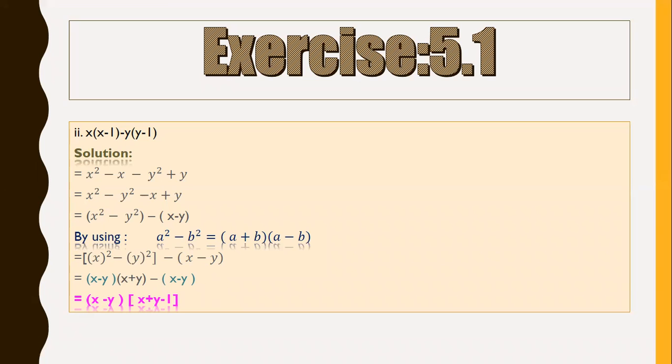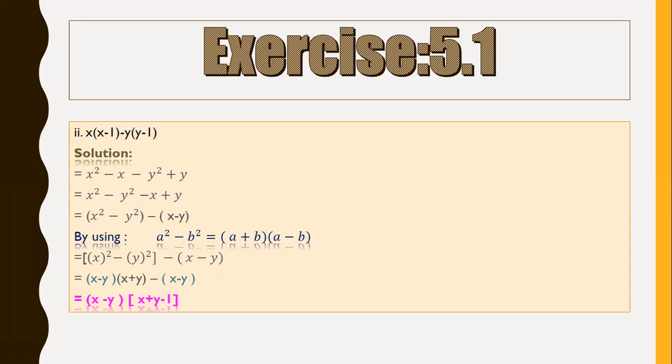X square minus y square, and when we take the negative sign common, x minus y will be left within the bracket. Now we can only apply the formula on the first bracket, because in the second bracket the power of the variable is 1, so there is no need to apply the formula there. X square is the square of x and y square is the square of y. So after applying the formula, the terms will be x minus y into x plus y, minus x minus y.